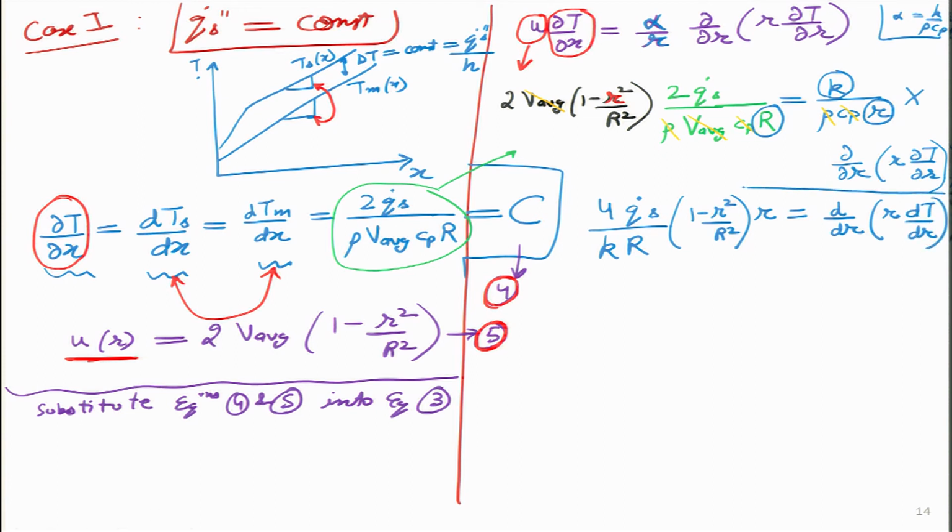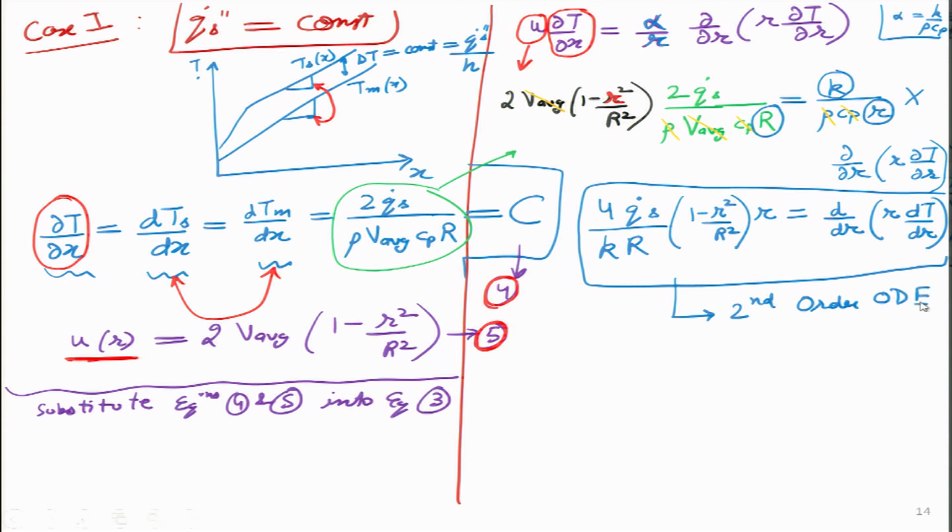So, there is no x term over here. So, I am converting everything into an ordinary differential equation. What is the order of this ordinary differential equation? This is a second order ordinary differential equation. Can we solve it? Of course, very easy to solve. I will just integrate it twice and we will get the solution.